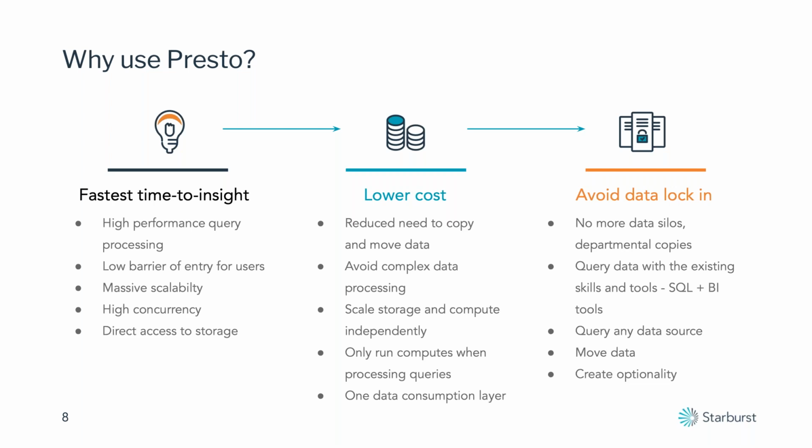That automatically leads to lower costs. You can avoid this processing. You can run the compute when queries are running and not when they don't need to run. And you can have one data consumption layer for all your different backend systems, which makes it easier for your users to query any data, because they know they just go to Presto, and it doesn't matter if the system is in HDFS or in some cloud storage or in Elasticsearch or in your Oracle database. They can all just use Presto and the advanced SQL features that we're going to learn today, or some BI tools that, of course, also use SQL. And all of that is possible with Presto.